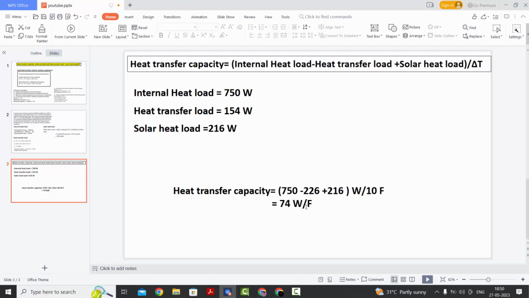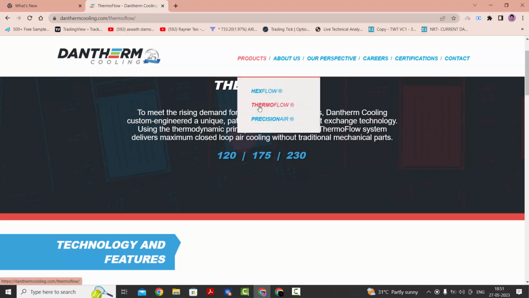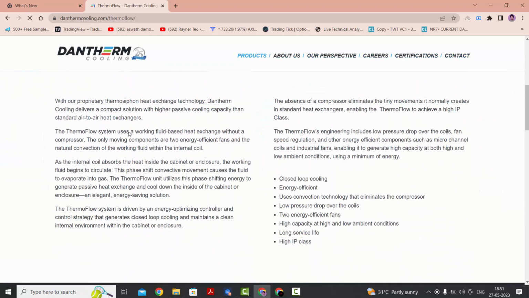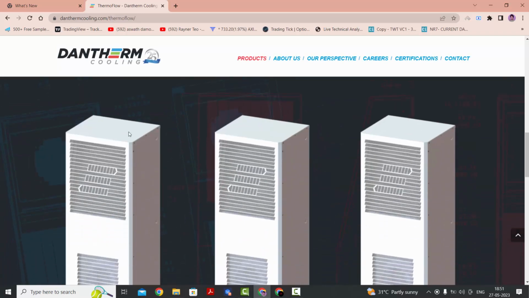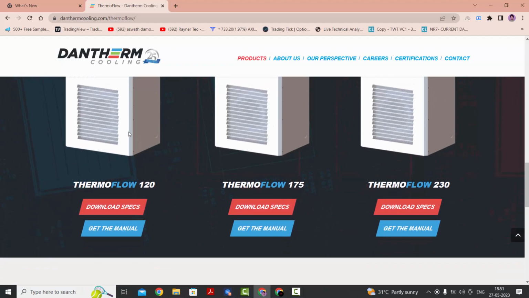So the question is how to select the right heat exchanger using this heat transfer capacity. You can visit Danthram Cooling, go to product, scroll down and click on Thermoflow. Here we will get some heat exchangers, and this is the description they have given. Let us click on the download specs.